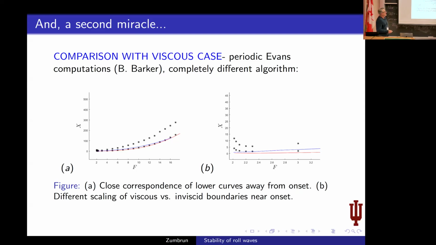We don't really know. At the onset, so near F equals 2, that's interesting. There is a sort of different behavior at onset. But it's not the viscous one. It's not the one of Barr and Nepomniachtchi, and it's not the perturbed KdV. Something else for inviscid. Maybe that's interesting.